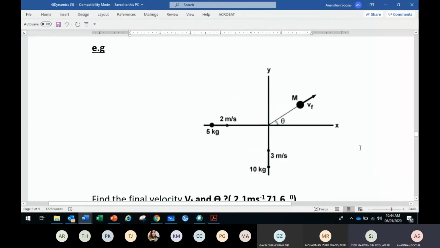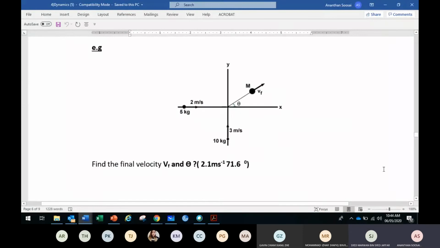So let me brief you. A 5 kilogram object is moving to the east, and a 10 kilogram object is moving to the north. Both collide and stick together and move together with a common velocity Vf, making an angle of theta. The question is, find the final velocity Vf and theta. So 2 minutes for you. Come on, get the working for this.